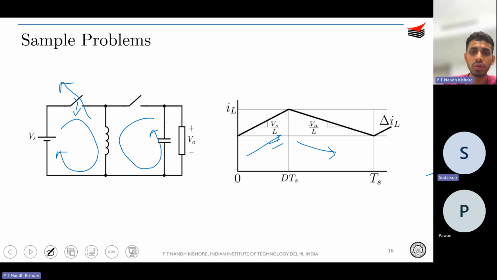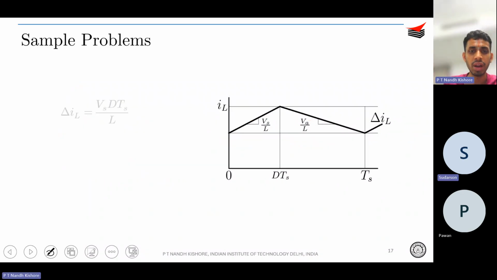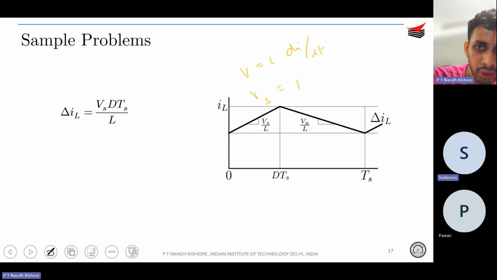So this is the cycle: Vs by L for charging up and minus Va by L for discharging. Now that you know this, this is your inductor current, and this is your delta IL, your peak to peak ripple. You know that this is your average value of inductor current. Since you are aware of this, you can just go ahead and do the very same thing. V is equal to L di by dt. So during the turn on, Vs is equal to L into delta I divided by dt, which is dTs.